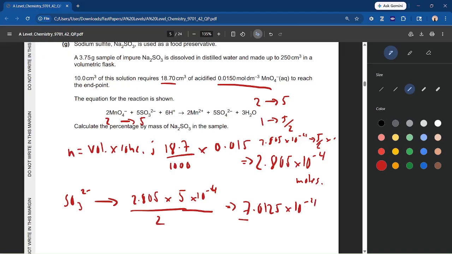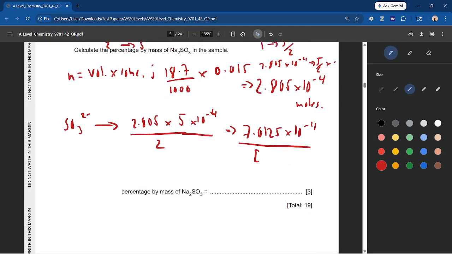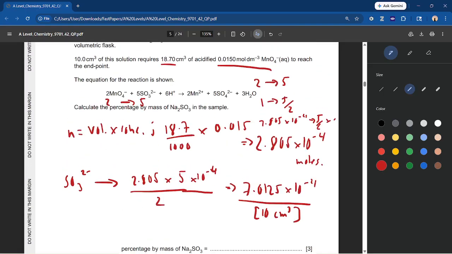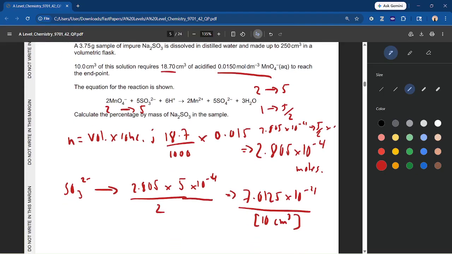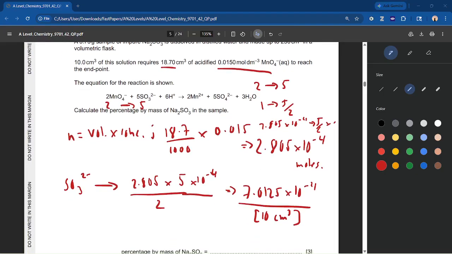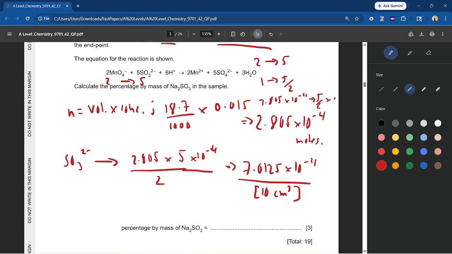Now remember, this was only in the 10 cm³ solution. So we're not done yet, because we need to figure it out in the sample. The sample was 3.75 grams that we dissolved and made up to 250 cm³, right? So we have to first figure out how many moles are in the 250 cm³. That shouldn't be overly complicated.